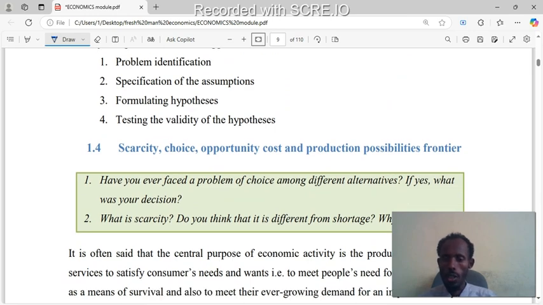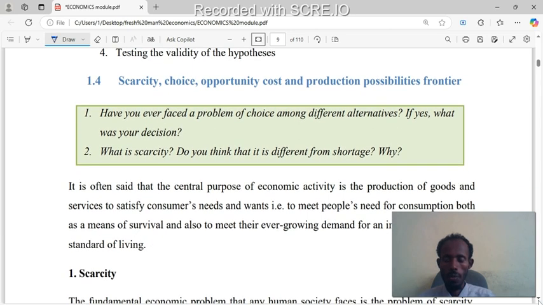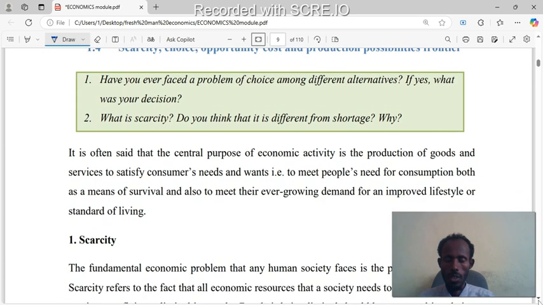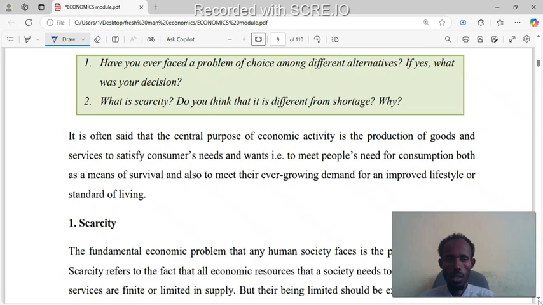Another most important topic is scarcity, choice, opportunity cost, and the production possibility frontier. Here, what is scarcity? Are scarcity and shortage similar? Do you think that it is different from shortage? Definitely, scarcity and shortage are not similar.